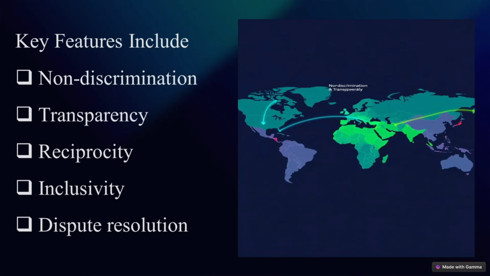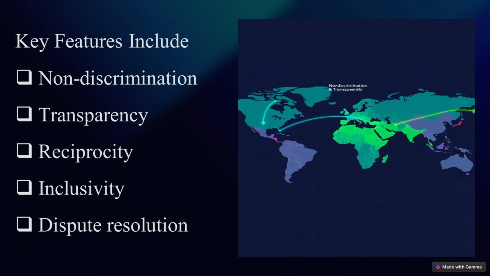Now, there are some key features of multilateralism in global trade. What are those features? Those features are basically non-discrimination, transparency, reciprocity, inclusivity, and dispute resolution. So let me explain one by one.